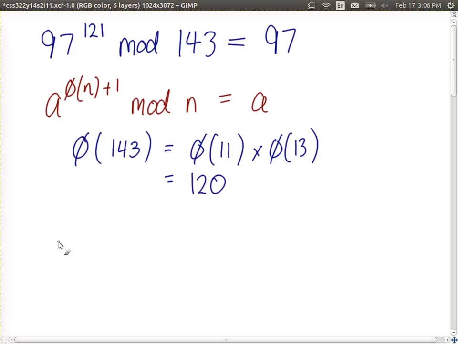So this is just an example of how we can use Euler's theorem to solve a problem. Of course, to do that, we need to realize that it does hold the form of Euler's theorem. Not all problems do, of course. One hundred twenty is the totient of 143, so it does hold this form, so therefore the answer is 97.